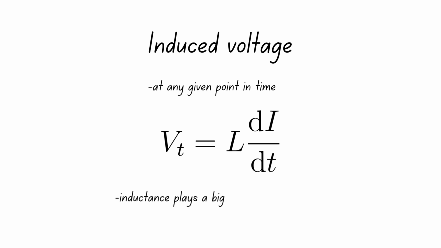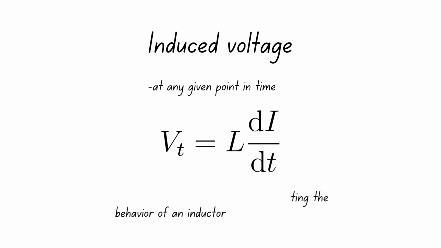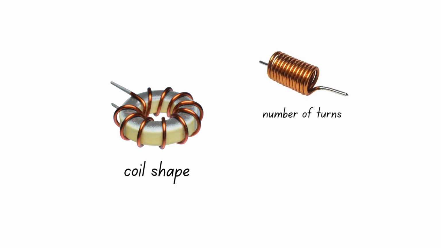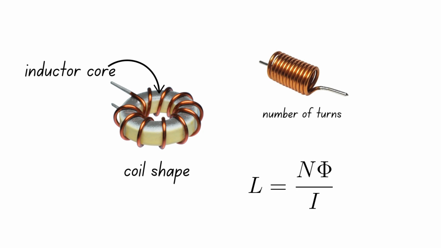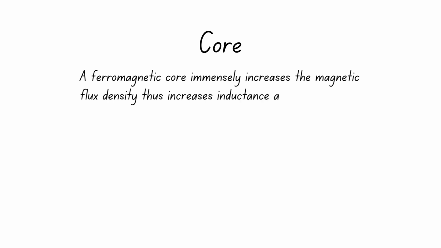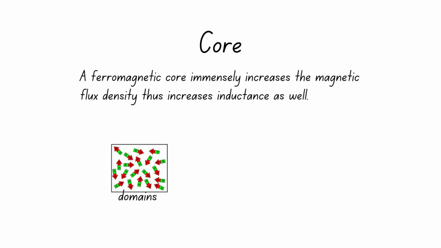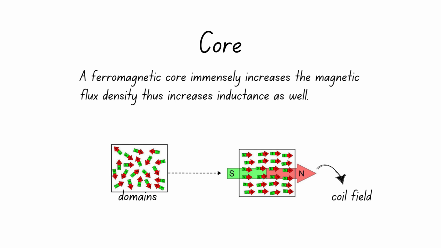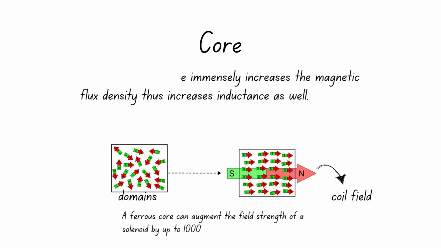Inductance plays a big role in predicting the behavior of an inductor. Inductance depends on several inductor parameters such as the coil shape, number of turns, and the core used in the inductor. Inductance is calculated using this formula. A ferromagnetic core immensely increases the magnetic flux density, thus increases inductance as well. It achieves this by aligning its domains with the magnetic field of the coil. Thus, the two magnetic fields line up and reinforce each other, resulting in a stronger field. A ferrous core can augment the field strength of a solenoid by up to 1,000 times.